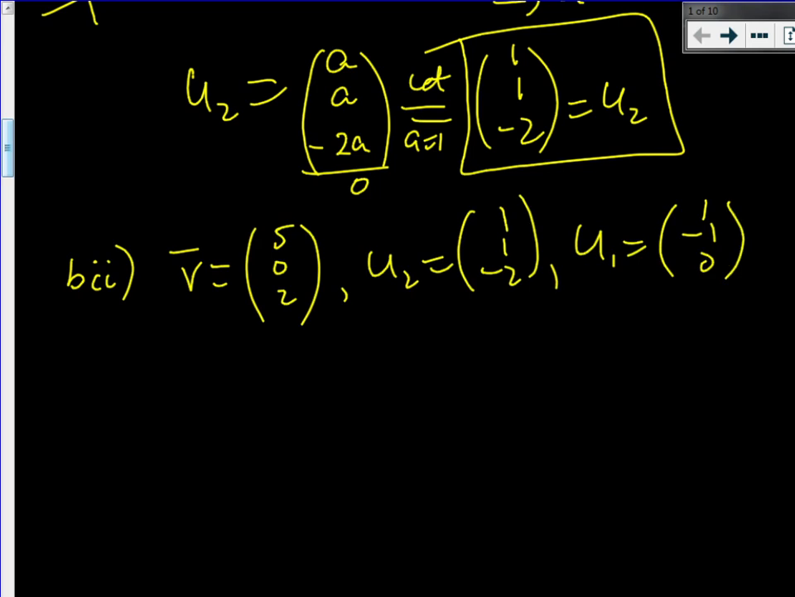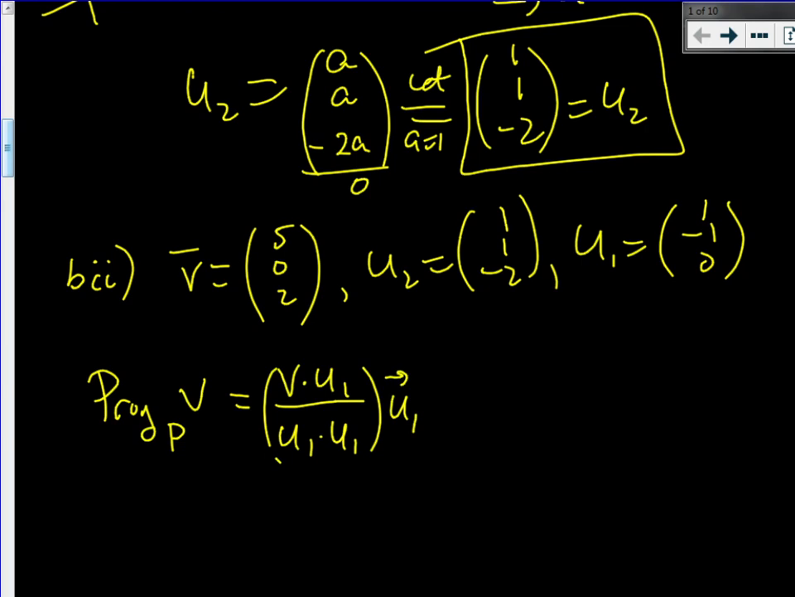Now, they want you to compute the projection of V onto the plane. Well, we have the formula. It's V dot U1 over U1 dot U1 times the vector U1 plus, do the same with U2: V dot U2 over U2 dot U2 times U2.